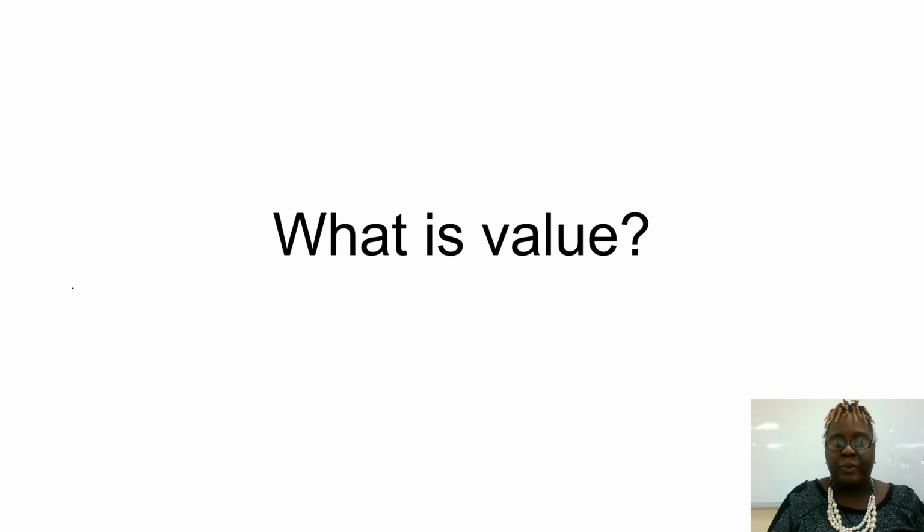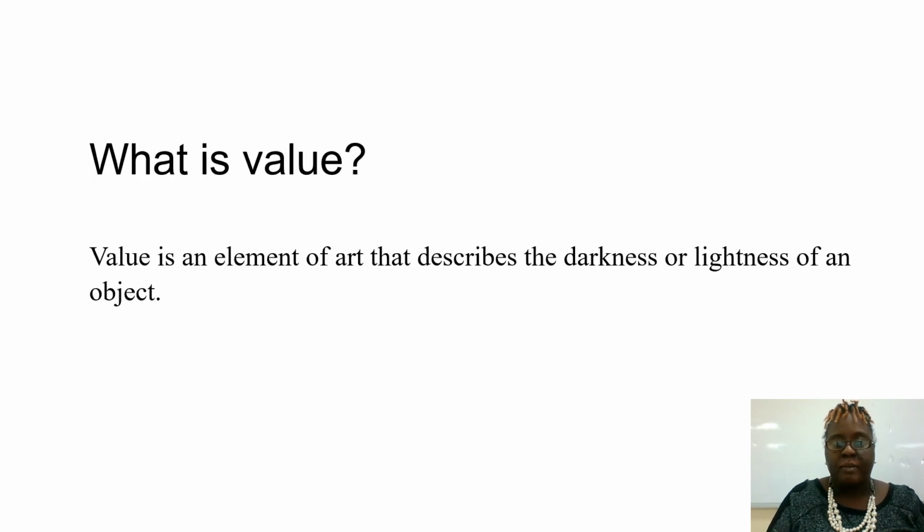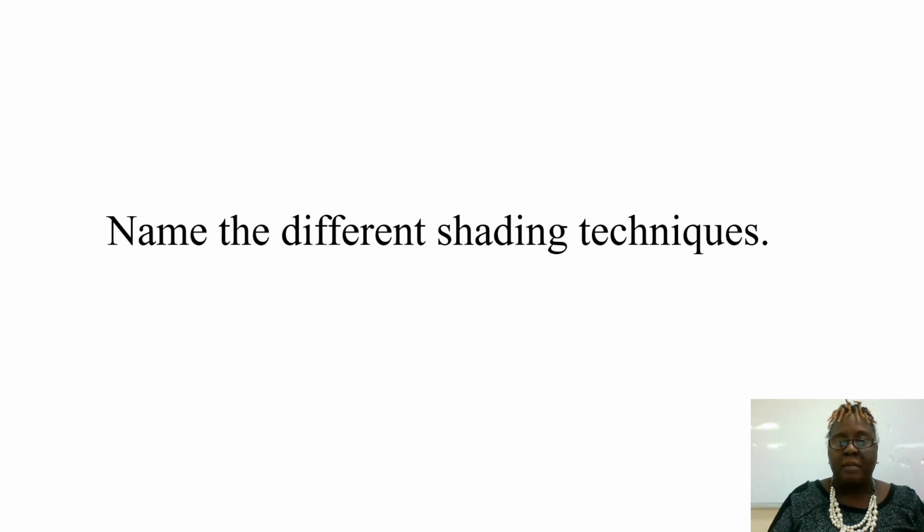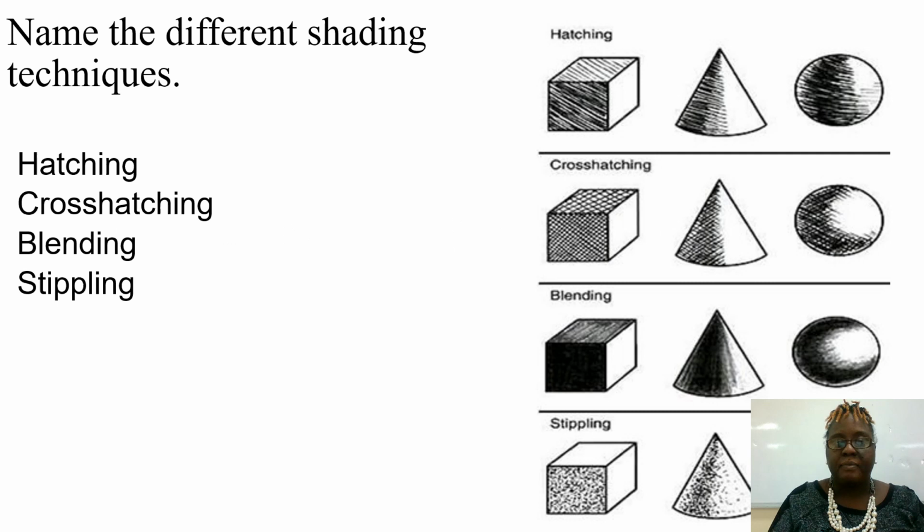What is value? Value is an element of art that describes the darkness or lightness of an object. Name the different shading techniques. Well, the different shading techniques are hatching, cross-hatching, blending, and stippling.